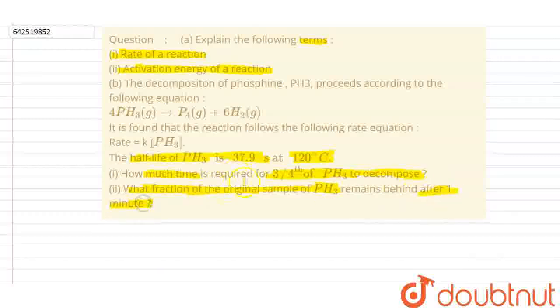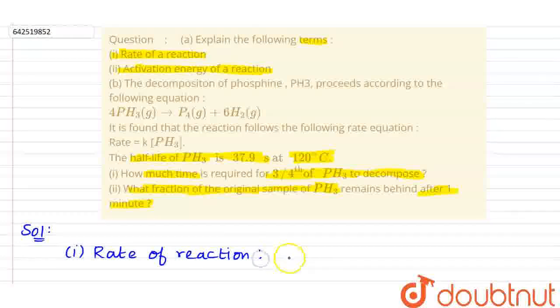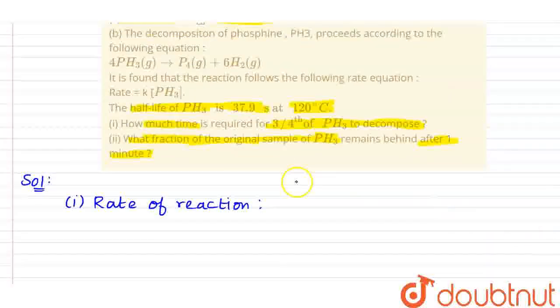So we have to find two things for the given question B, and we have to explain the term rate of reaction and activation energy of a reaction. So let us discuss it one by one. So solution. First one is rate of reaction. Rate of reaction is defined as the change in concentration of reactant or product in unit time. So in unit time, if there is a change in concentration of reactant or product, then it is said to be the rate of a reaction.